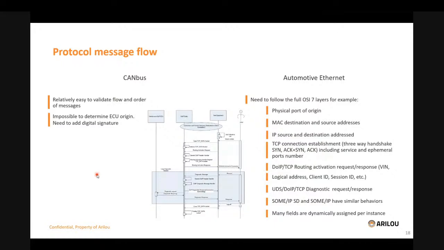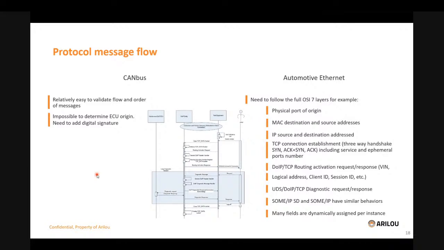Next, we need to look at message flow. Message flow on CANbus is relatively easy to follow. You might have a request and response, which you can correlate. It's impossible to determine the origin of the issue, so you don't know where this came from. If you really want to determine the origin, you need to add some digital signature to make sure that the flow originated from the right place. That would be either using our CANpress with the digital signature, or SecOC, or any equivalent method to determine the origin. And then you can follow that the flow is not only correct in terms of messages, but also from the perspective of the origin.